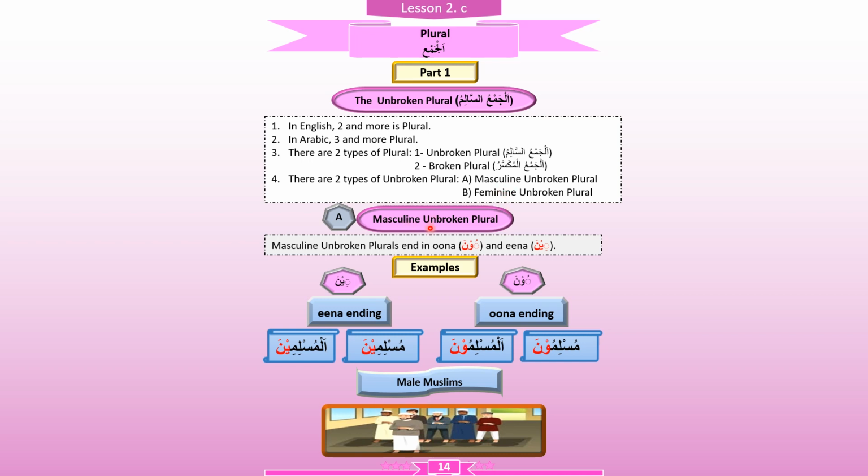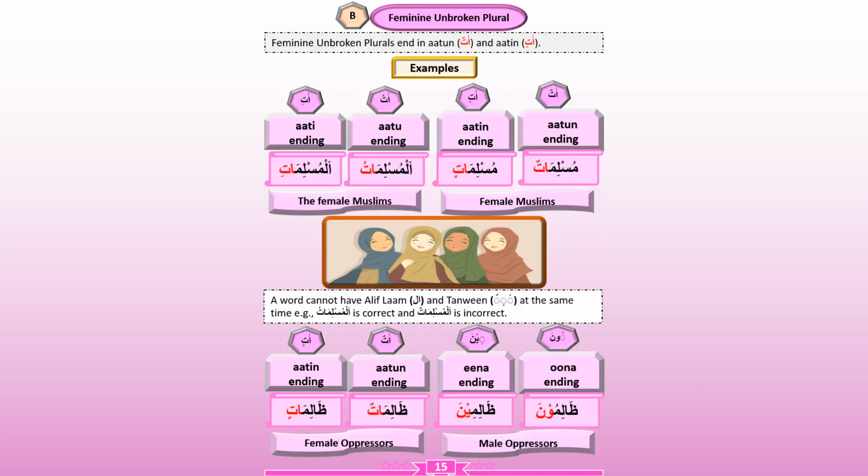We deal with the masculine unbroken plural, where we understand it ends in una or ina. Then we've got muslimuna, al-muslimuna, nakira and ma'rifa; muslimina, al-muslimina, nakira and ma'rifa. All of them mean male Muslims, three plus, three or more. This is page 14. On page 15, we go on to the B part, which is the feminine unbroken plural.